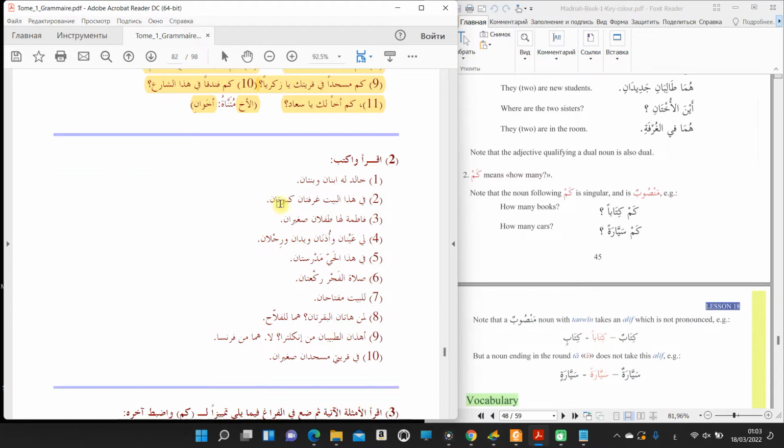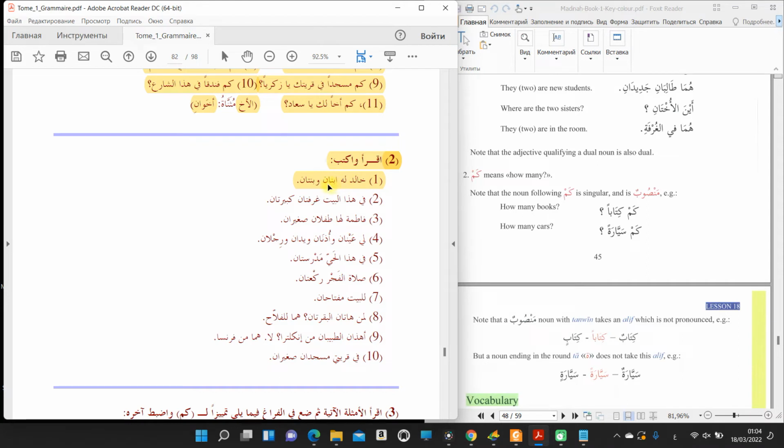Just remember it. The second exercise, it says read and write. So Khalidun lahu ibnani wa bintani. Khalid has 2 sons and 2 daughters.